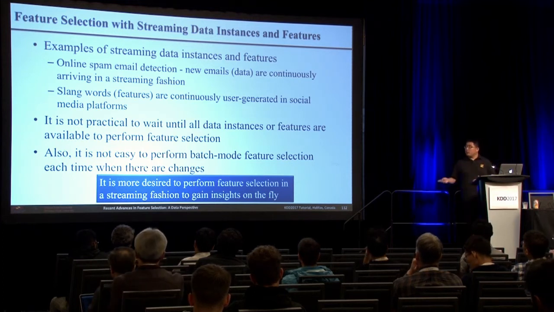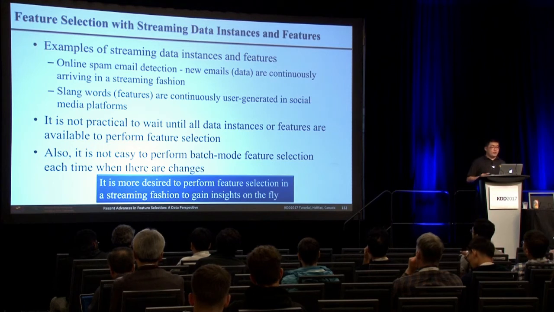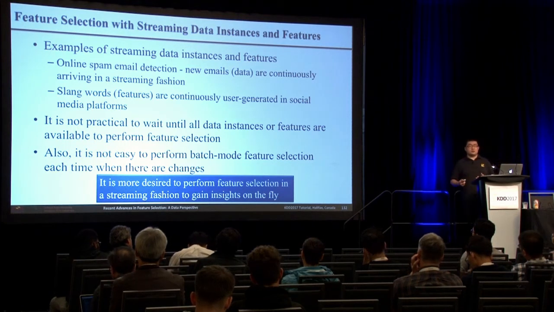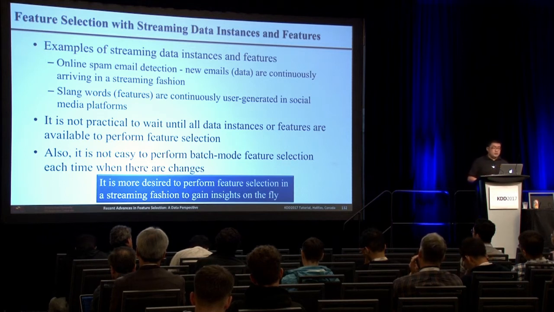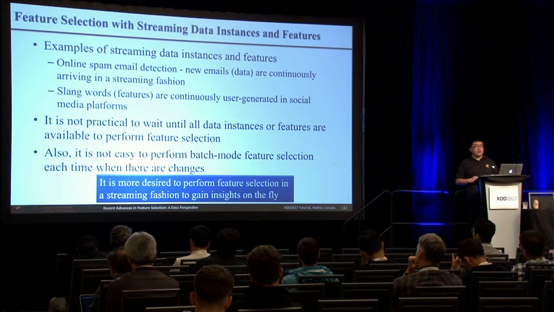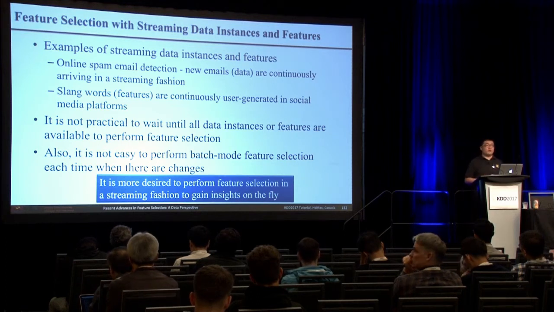It is not practical to wait until all the data instances or features are available to perform feature selection. In addition, it is not easy to perform batch mode feature selection each time there are some changes, because the changes can be very transient. So the conclusion is that it is more desirable to perform feature selection in a streaming fashion, such that we can gain insights from this streaming data on the fly.